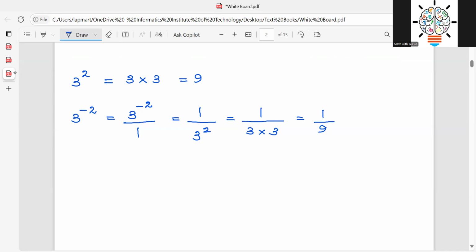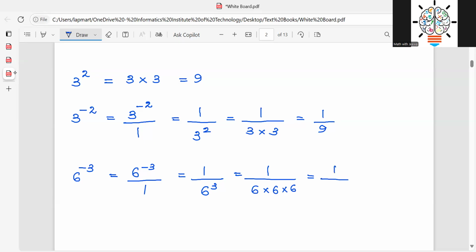Right? The same way, let's say you have 6 to the power of negative 3. How am I going to write it? 6 to the power of negative 3 over 1, and I write 1 over 6 to the power of 3, positive now. Then I have 6 times 6 times 6. I want to multiply 6 by 6 three times, not 6 by 3. It gives me 1 over 216.